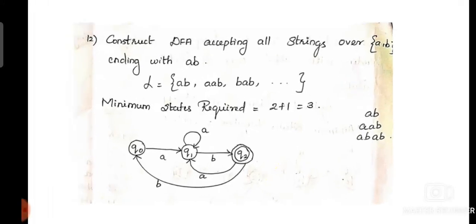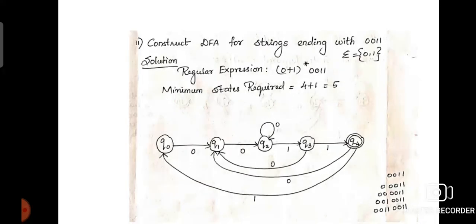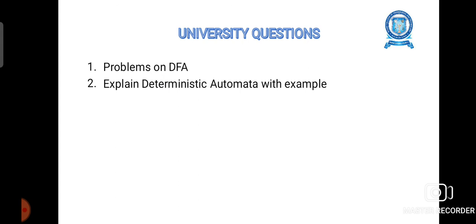And this problem is a DFA to accept the strings that should end with AB. Similarly we have many examples. You can refer to the website notes for different examples. The possible university questions are many problems on DFA, where we may be asked to construct the DFA for some strings with some conditions. Then theoretically we can have a question like: explain the deterministic finite automata with example. Thank you.